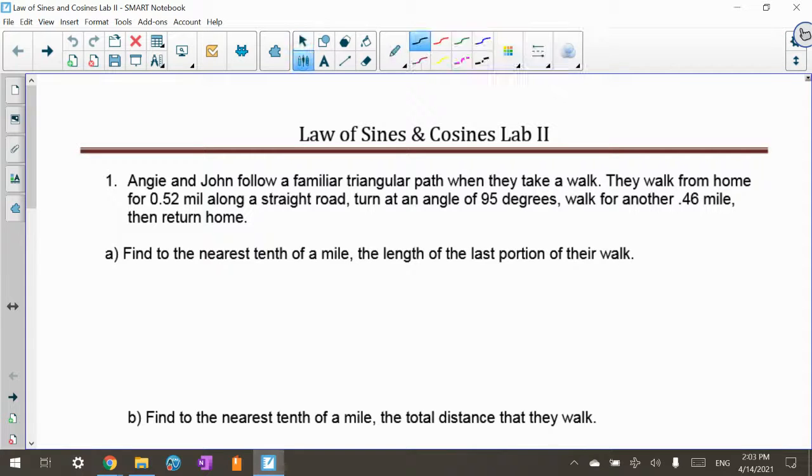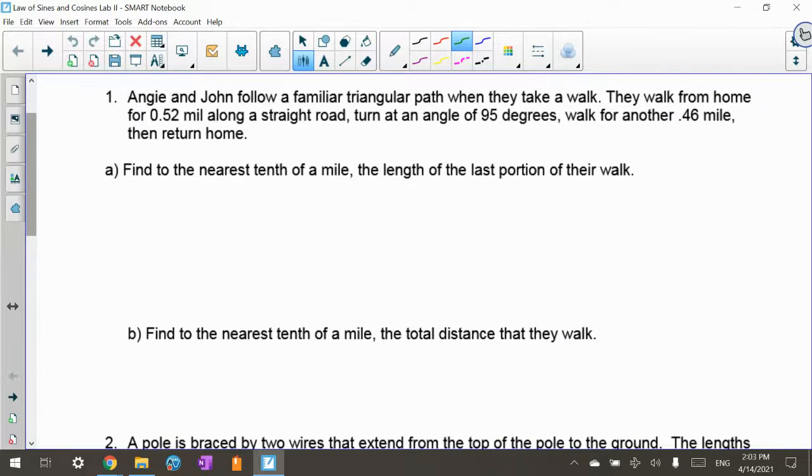Well, like I always say when I do these, I'm going to make this green, so hopefully they have a nice walk on green grass, is drawing the picture. So they walk from home for 0.52 miles along a straight road. I just kind of drew this because I know eventually I'm going to do a triangle. And then they turn at 95 degrees.